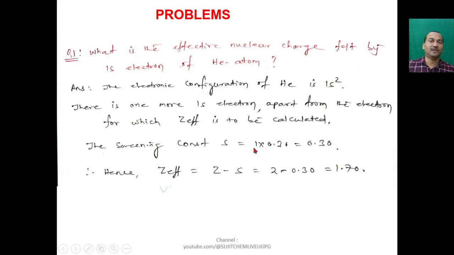So here are some problems. What is the effective nuclear charge felt by a 1s electron of the helium atom? The electronic configuration is 1s2, and there is one more 1s electron apart from the electron for which Z effective is to be calculated. So the screening constant equals 1 into 0.30, which is 0.30. So Z effective will be Z minus S. Z is the atomic number 2, minus 0.30. So that is 1.70.